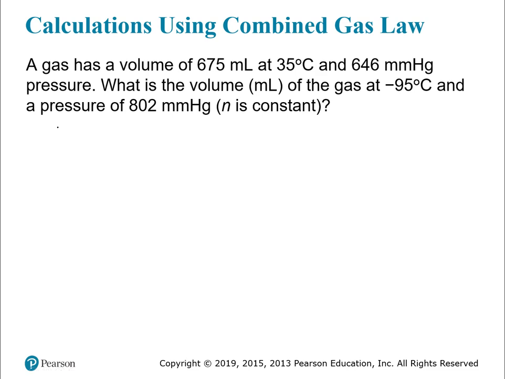A gas has a volume of 675 milliliters at 35 degrees Celsius and 646 millimeters of mercury pressure. Well, all of those things are our initial conditions. What is the volume of the gas at negative 95 degrees Celsius and a pressure of 802 millimeters of mercury, and n is constant? Well, that question gives us our final conditions, and we know what we're looking for, a volume in milliliters.